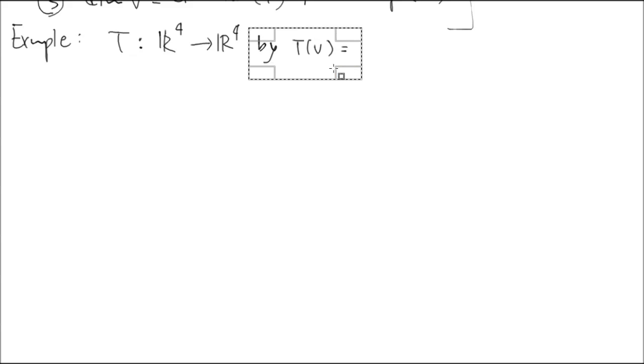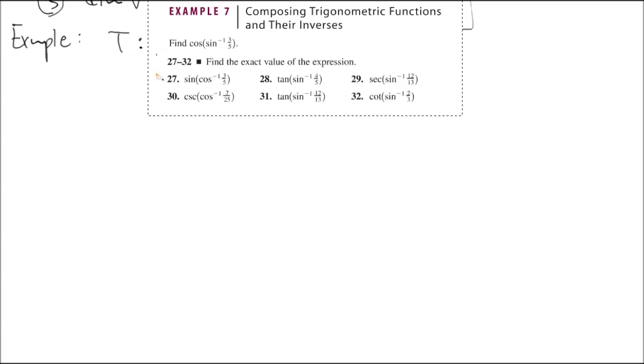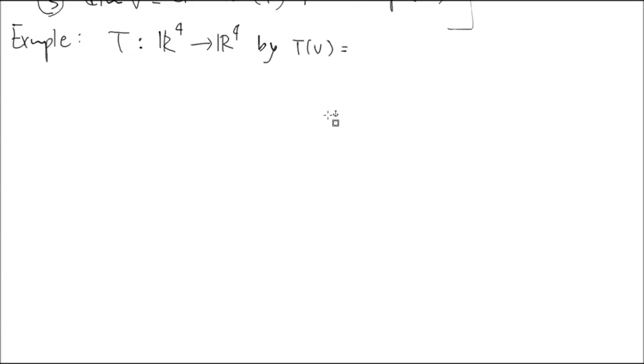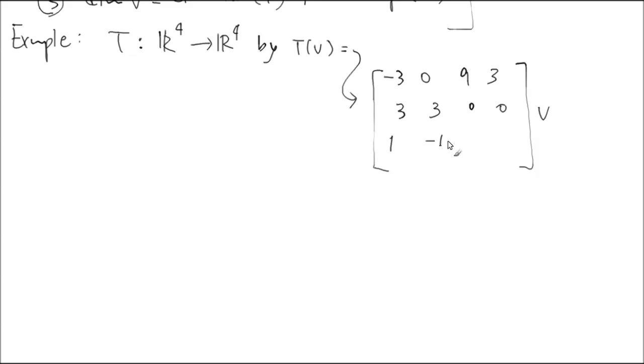Matrix. If it is a column vector, it is given by a matrix, right? So here's a V, and here's my matrix: -3, 0, 9, 3, 3, 3, 0, 0, 1 and -1, -6, -2, 4, 2, -6, -2. If I give you a full-size vector, you multiply and get another one.